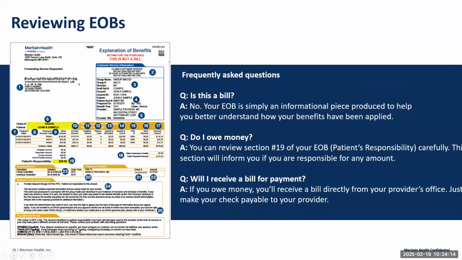So if we are showing that your patient responsibility is only $20, but they're billing you $50, that's when you can go back to your provider and say, hey, what is this additional $30 for? Because my insurance is saying I only owe $20. So that's something I definitely recommend doing and looking into.